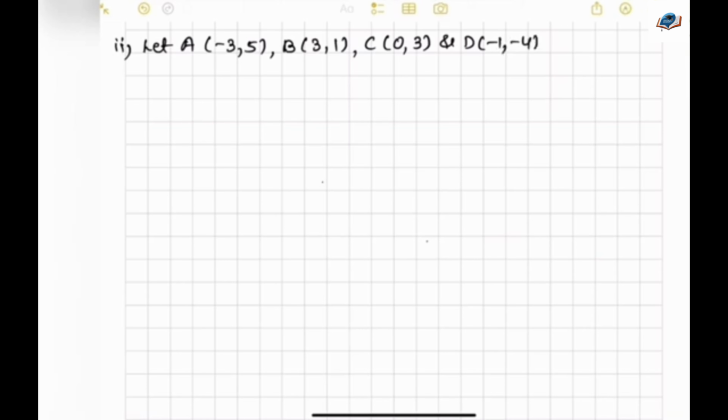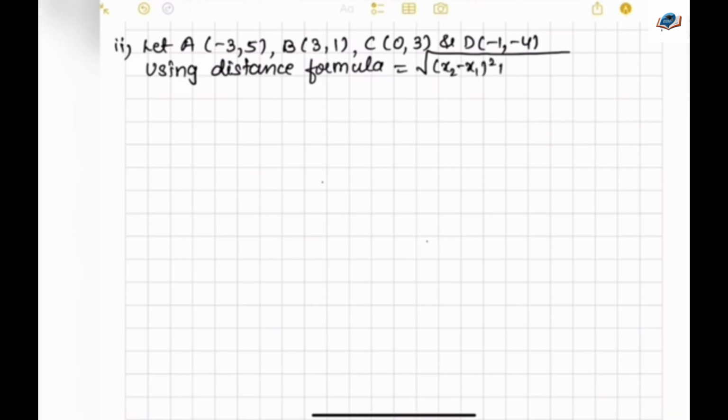Now, second one, let A (-3, 5), B (3, 1), C (0, 3), and D (-1, -4). Now let us find, using the distance formula, the distance between them. Using distance formula, that is root of (x2 minus x1) whole square plus (y2 minus y1) whole square. Let us find all the distances and then decide which figure it forms.